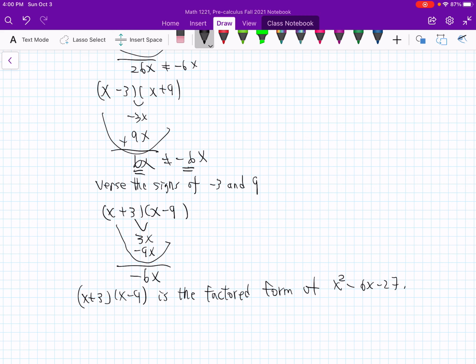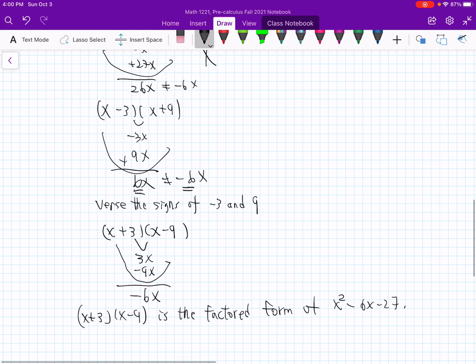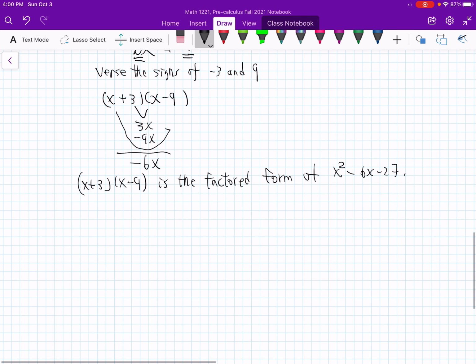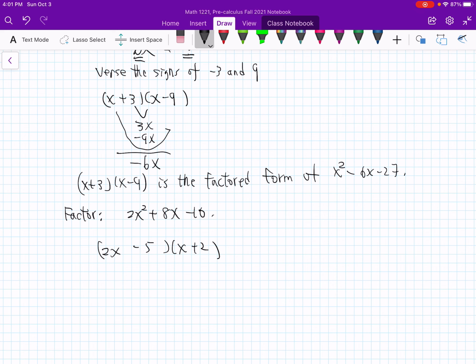All right. But what if the leading coefficient is not 1? We follow one more example. Factor, let's say, 2x squared plus 8x minus 10. Obviously the only way to factor 2x squared will be 2x times x. Let's try something first. So for -10, maybe try -5 and 2. So -5 times 2 is -10.